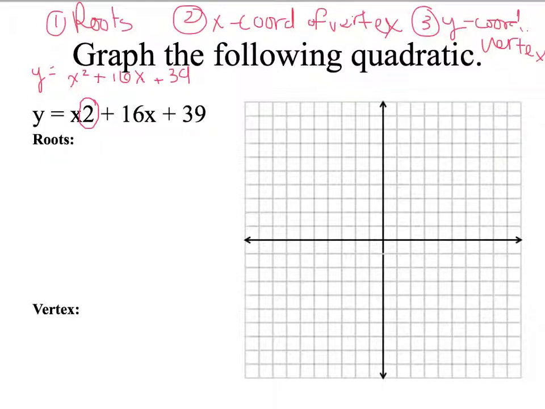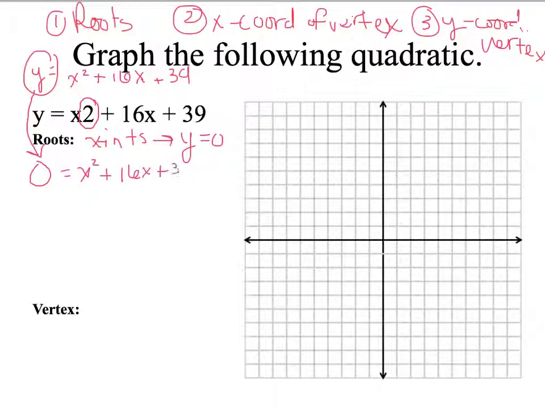Okay, so roots. What are the roots? Roots are just a fancy name for those x-intercepts. And if it's an x-intercept, we know for sure that the y-coordinate has to equal 0, which means when I take this equation down here, I will plug 0 in for y, which will make it so that our point is exactly along this line somewhere. We just need to find where. 0 is equal to x squared plus 16x plus 39.